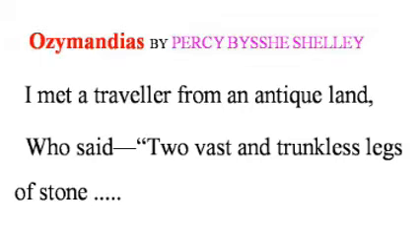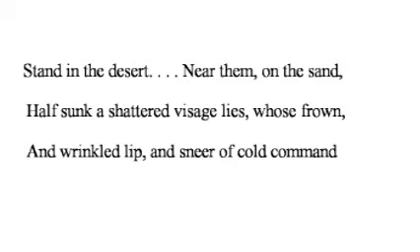I met a traveller from an antique land who said, "Two vast and trunkless legs of stone stand in the desert." So here the poem is opening with a kind of anecdote from a traveller. So he is not telling about his personal experience. He is hearing from a traveller who saw something, who saw a statue, that is the two vast and trunkless legs of stone. So that shows the statue was not in one piece. The body was not there, the legs were lying there. Stand in the desert.